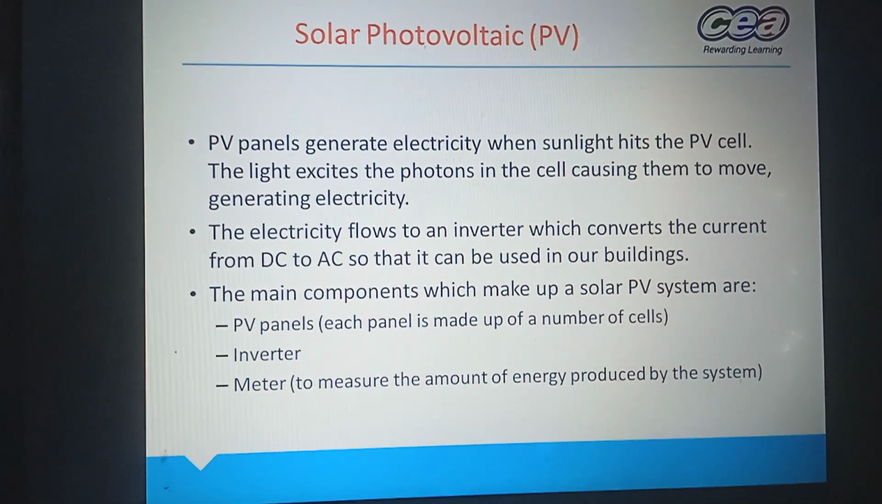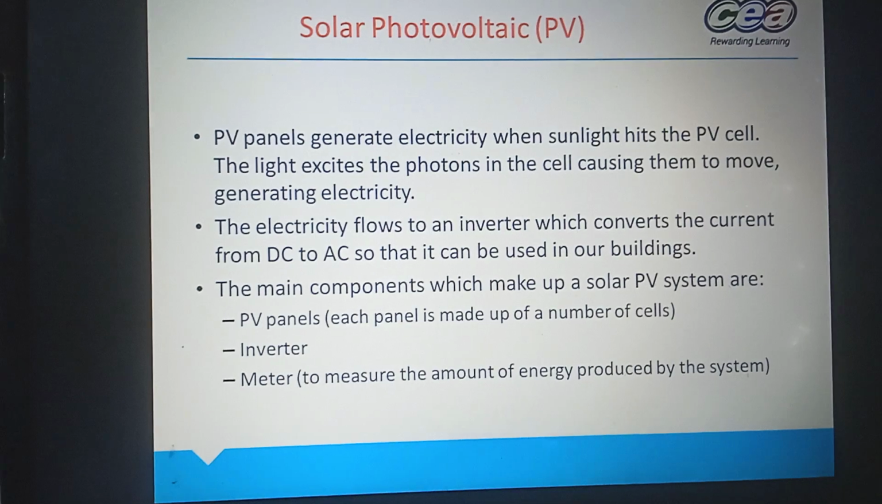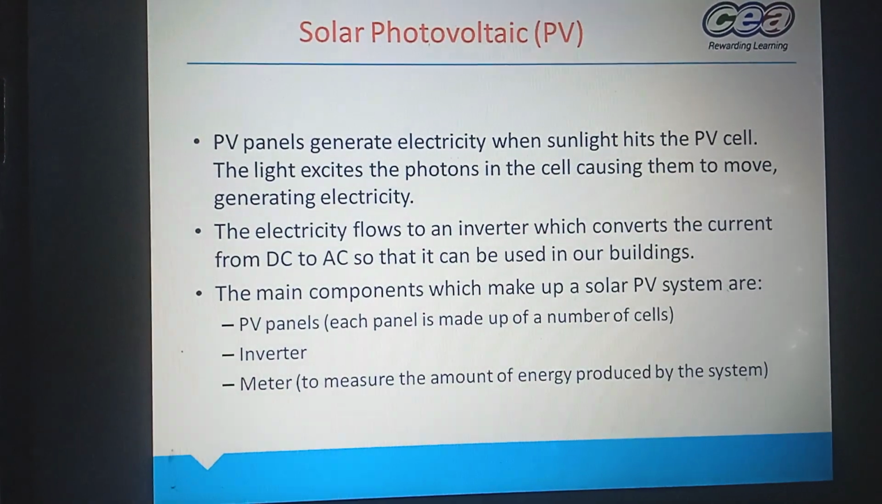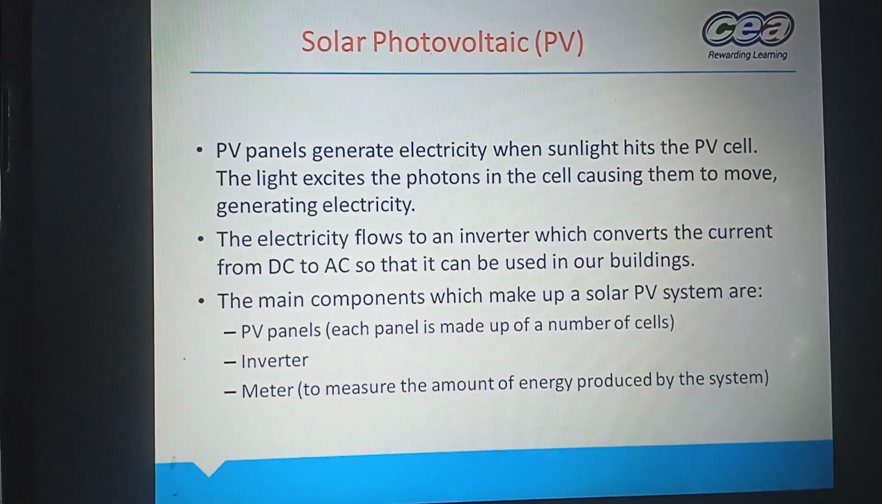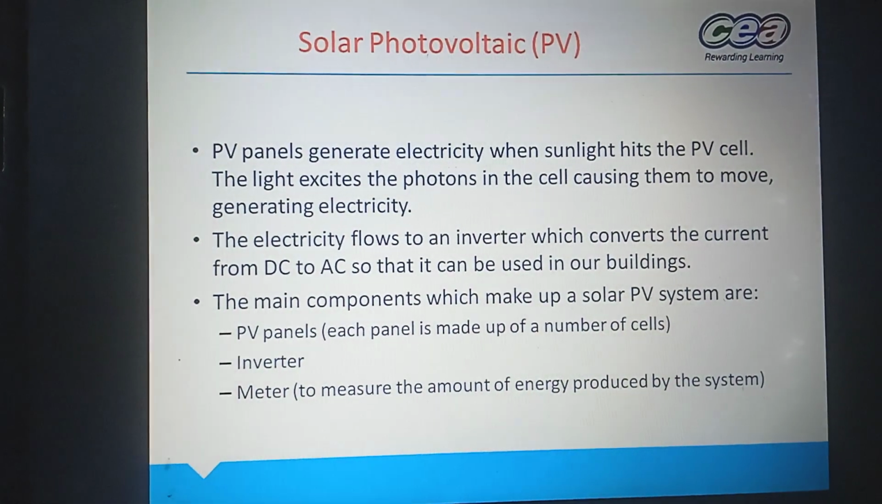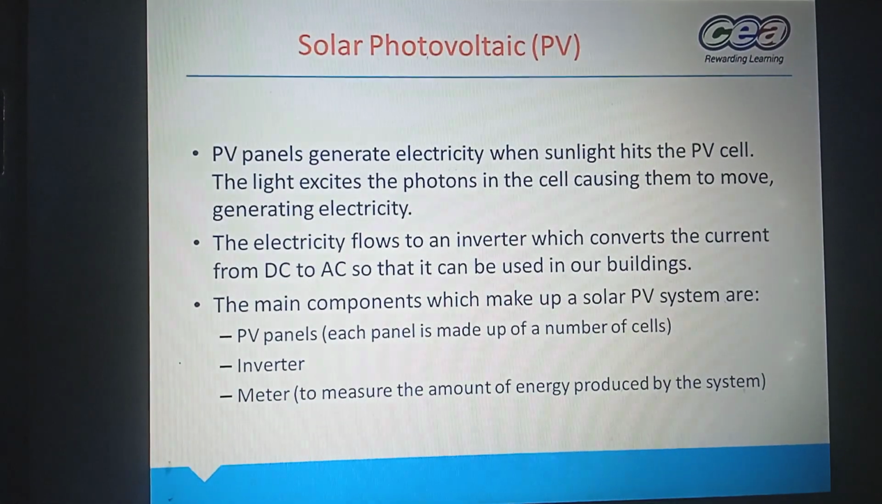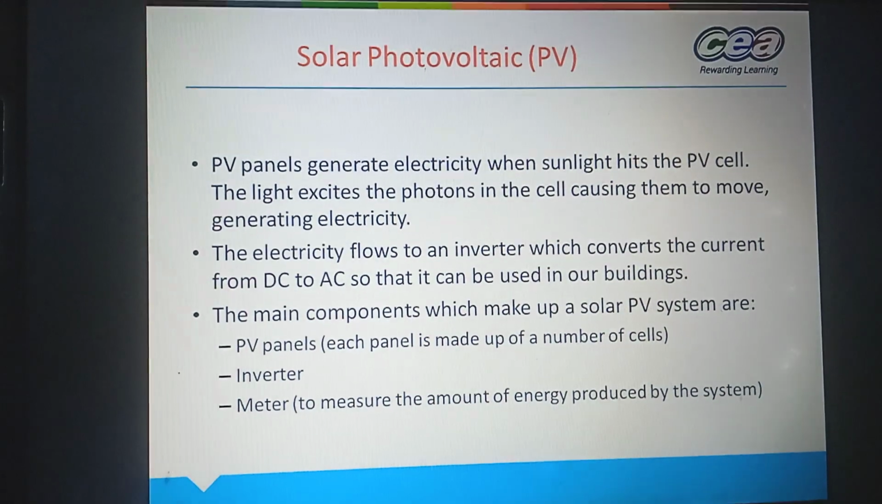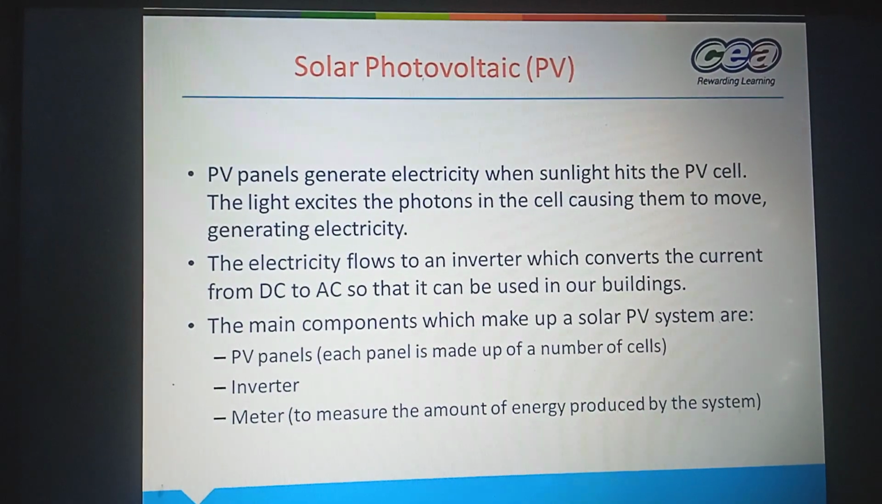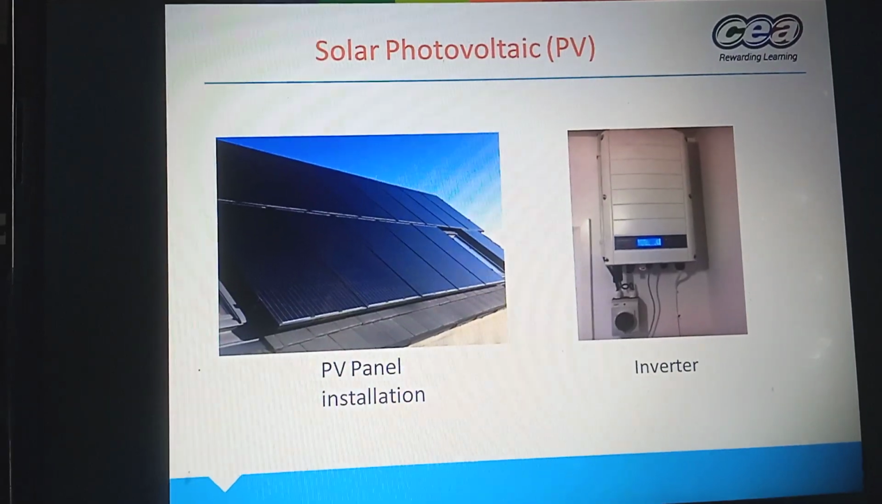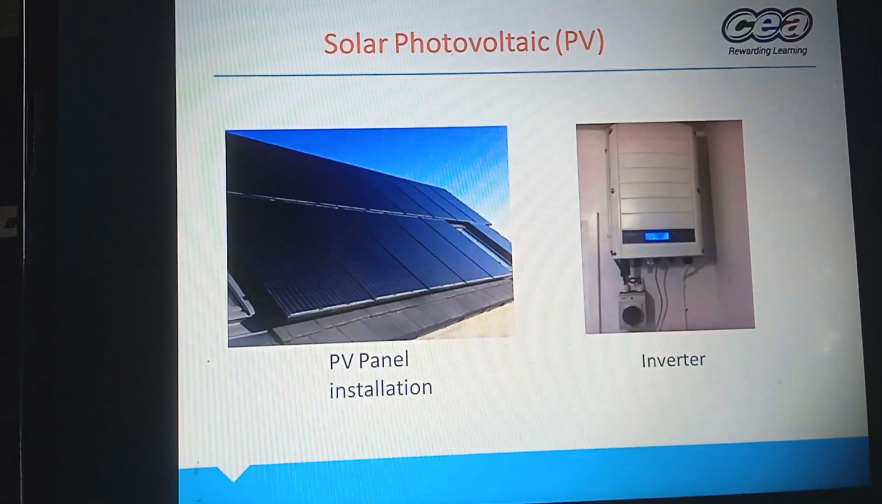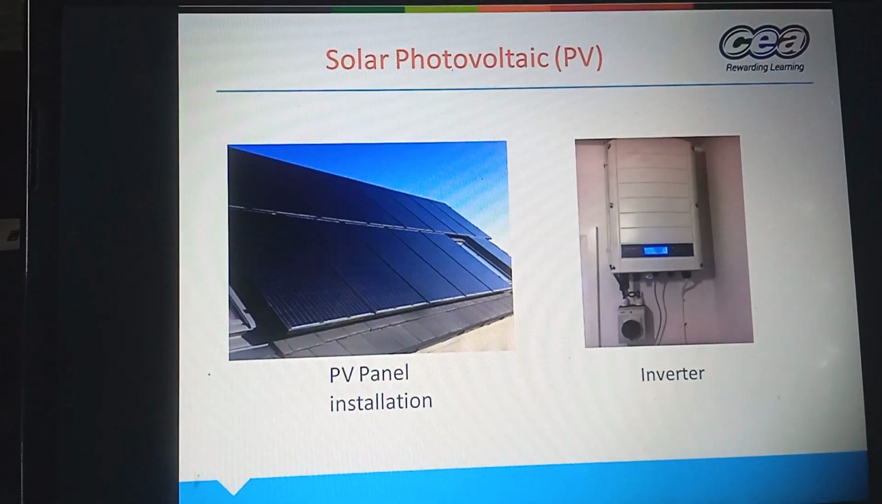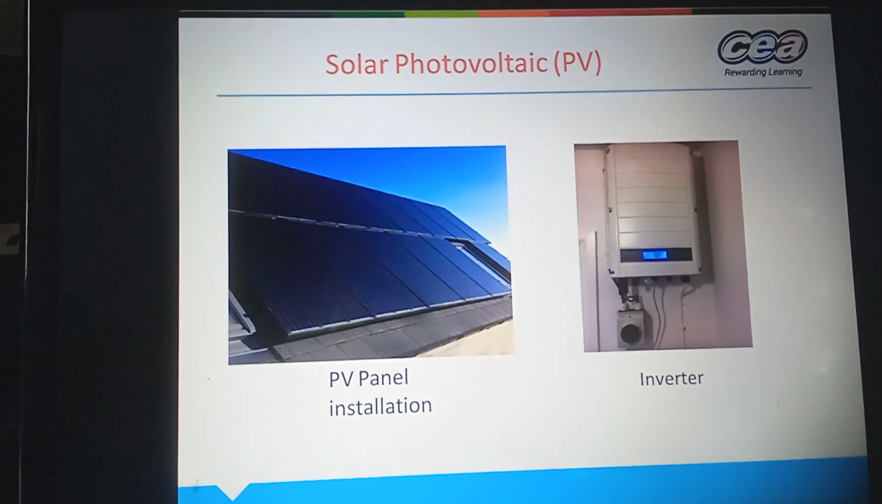First one is PV panels, second one is inverter, third one is meter. First, PV panels. Each panel is made up of a number of cells. Inverter, which converts DC to AC. Third one, meter, to measure the amount of energy produced by the system. Some pictures of PV panel installations and the inverter.